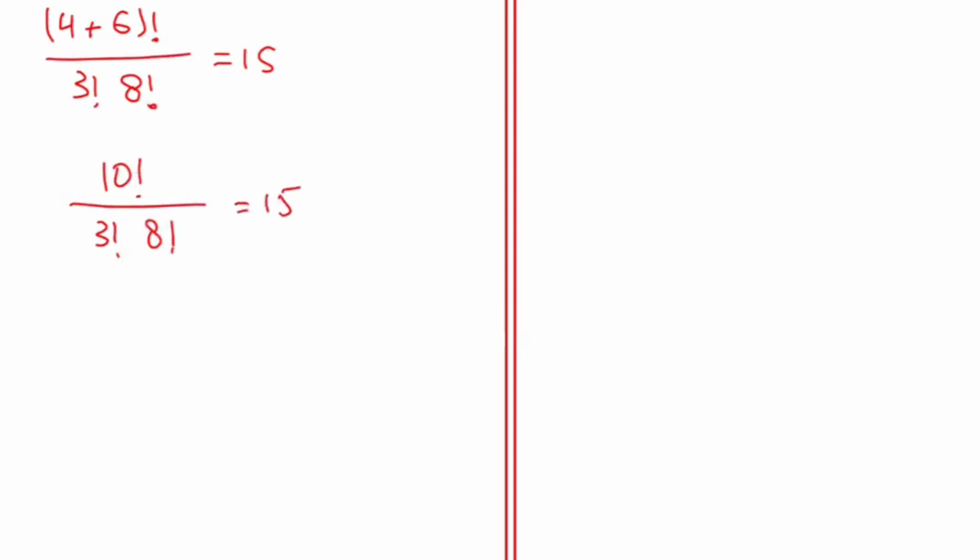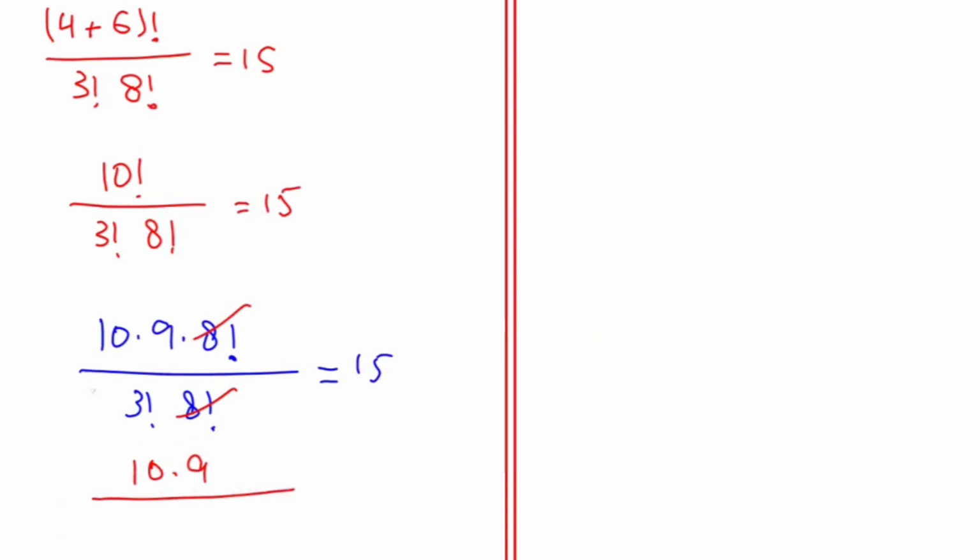Again, I am going to write the factorial in this form: 10 times 9 times 8! over 3! 8! equals 15. Here this and this get cancelled. Now 10 times 9 over the factorial of 3, I write 3 times 2 times 1, equals 15. Here this will cancel out by 3 and this by 5. So 15 equals 15. So the value of x, that is negative 2, is absolutely correct.